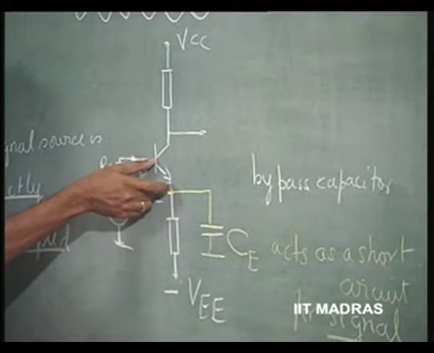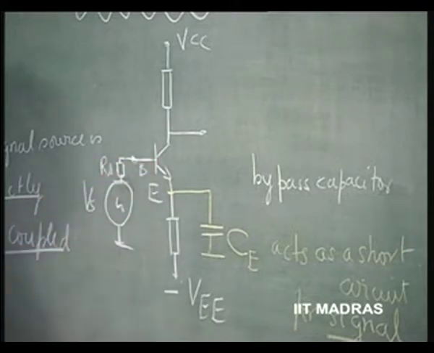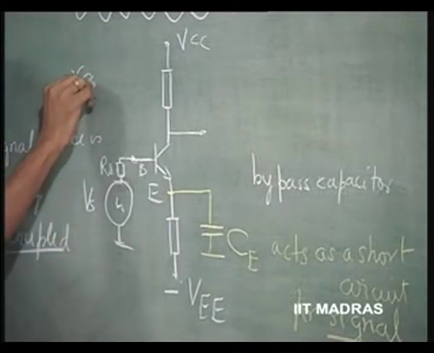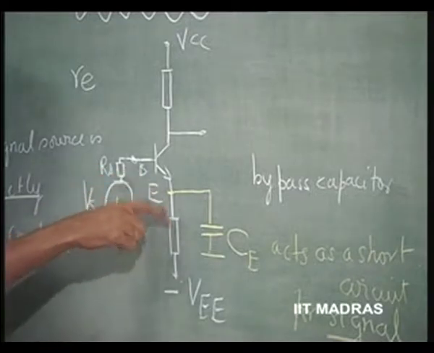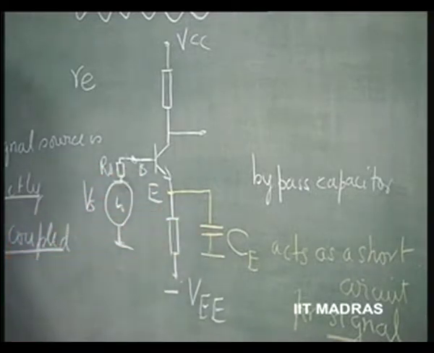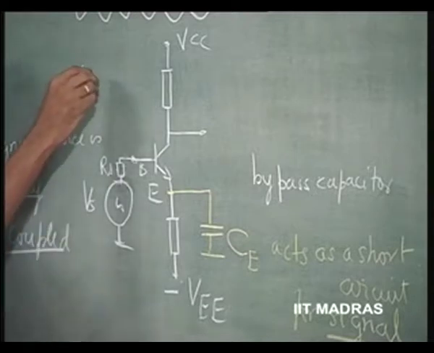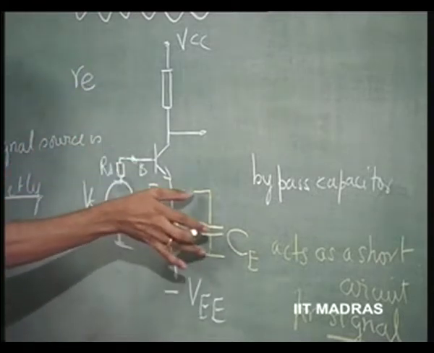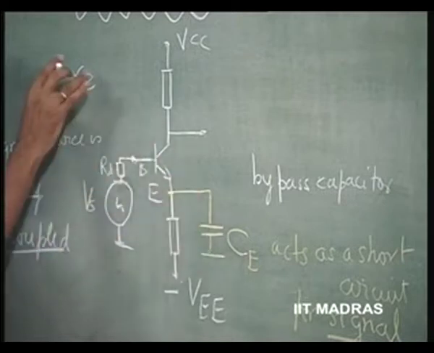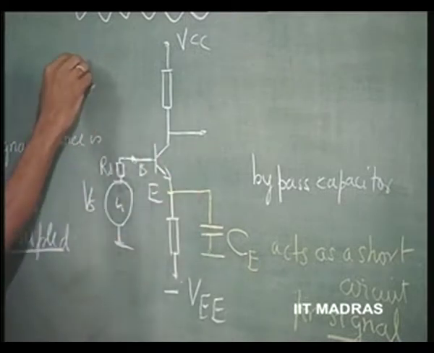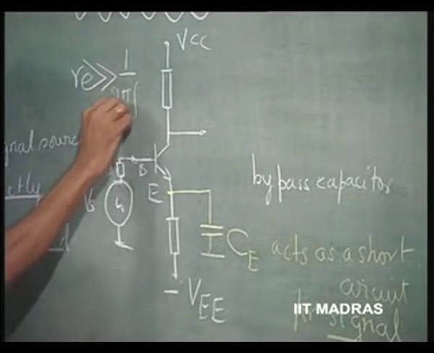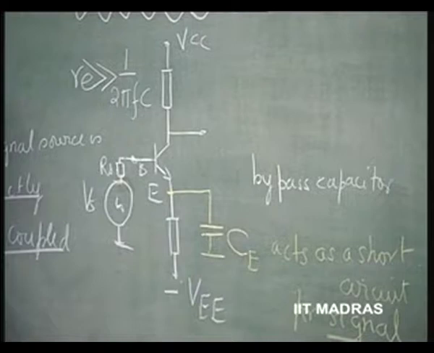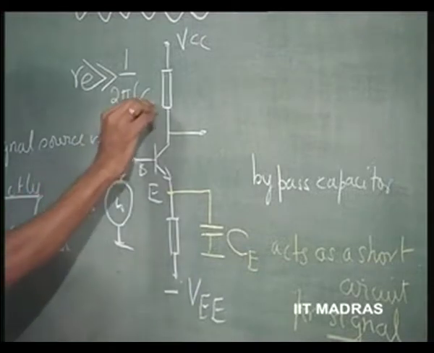The impedance level that is occurring here is nothing but small re. So, the capacitor's reactance should be very small compared to re. That means re should be much greater than 1 over 2 pi f into C. This is the capacitive reactance, of Ce.